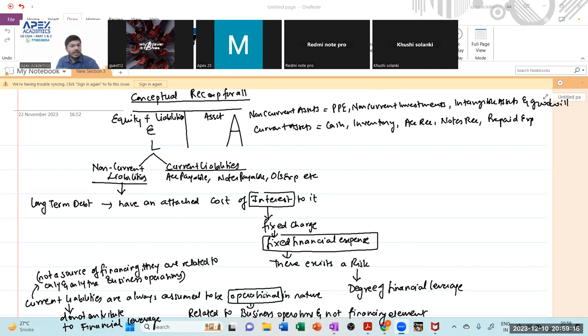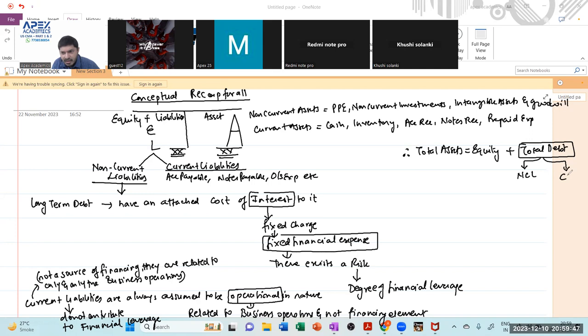I was saying that long-term debt will have an attached cost of interest to it. Now, understand that a balance sheet will always tally. This side will be equal to this side. Therefore, can I say that total assets is equal to equity plus total debt. Now, total debt is a term that they are using in the US. Total debt, my dear friends, is non-current liabilities and current liabilities.